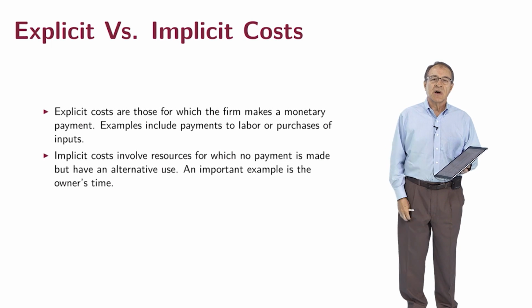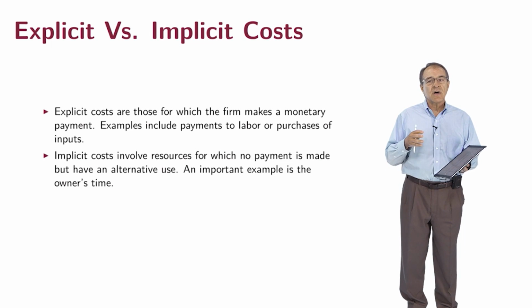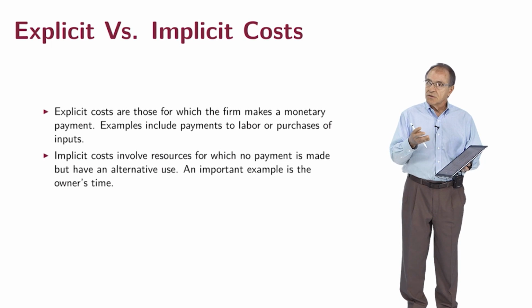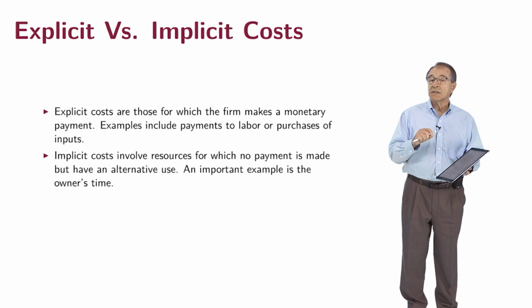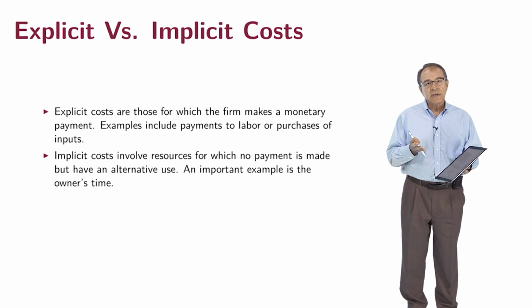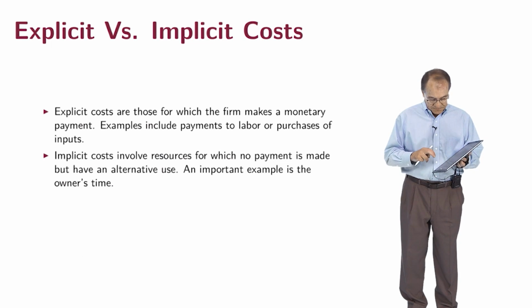The second type of costs that economists focus on are implicit costs. These involve resources for which there is no payment. There's not necessarily a transfer of cash, but the resources do have an alternative use. They could be used productively elsewhere. An important example in the case of the firm is the owner's time.